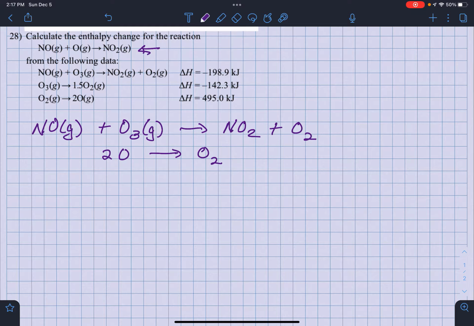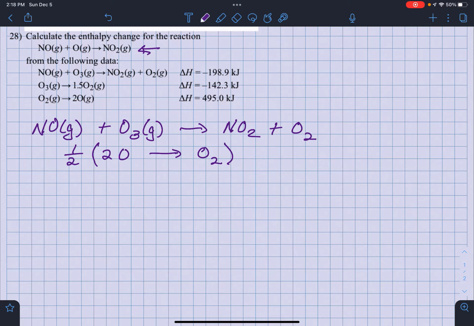The other thing we'll need to notice is that in our overall reaction, there's only one atom of oxygen. So we're going to multiply that reaction by 1/2 to get us 1 oxygen there. And we're going to do the same thing to the reaction enthalpy when we add things together. All right. So that's what we've got right now.